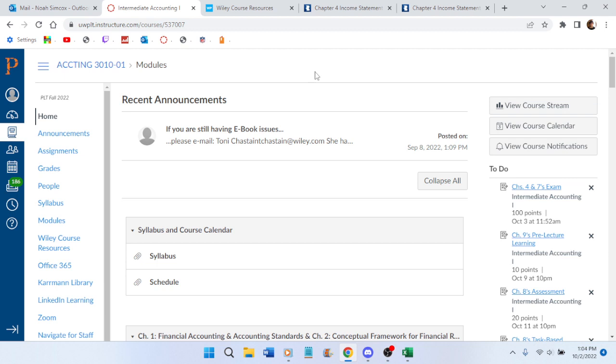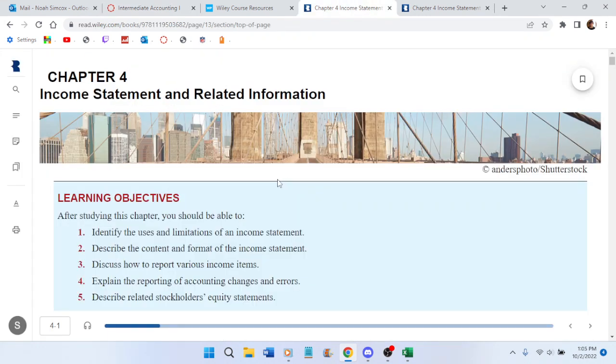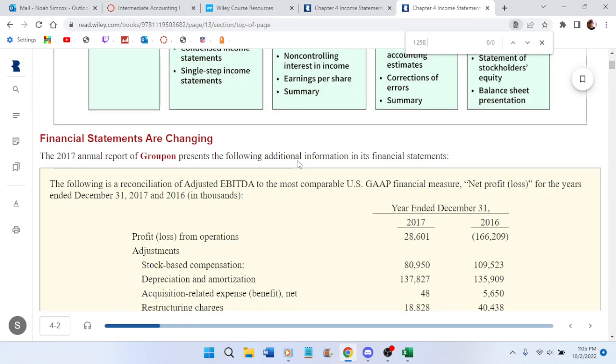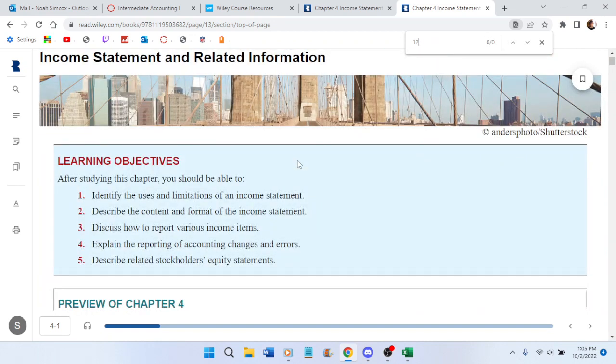I don't even know what exercise this was. Maybe if I search, I might be able to find it because I know what the sales revenue is. So if I search for 1,250,000... it should be there. How come 1,250,000 isn't on there? It should be there.